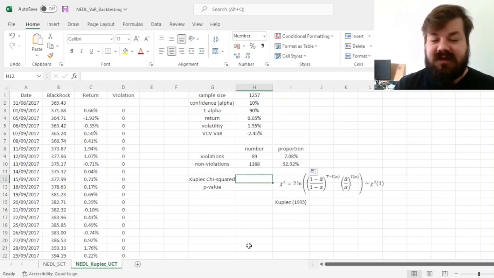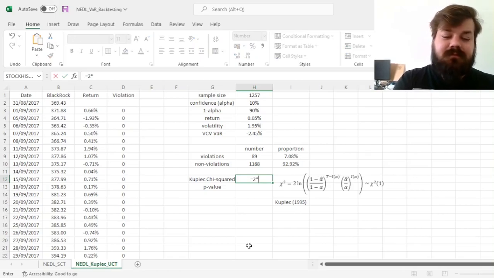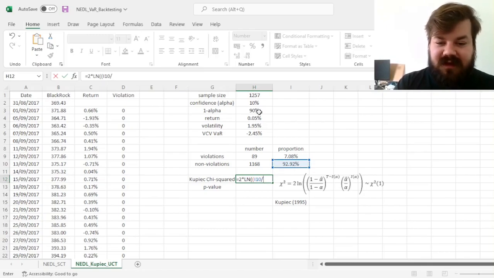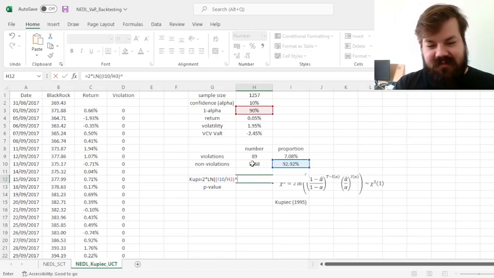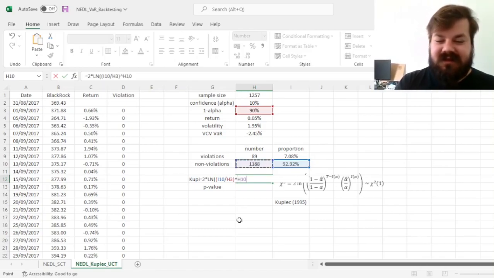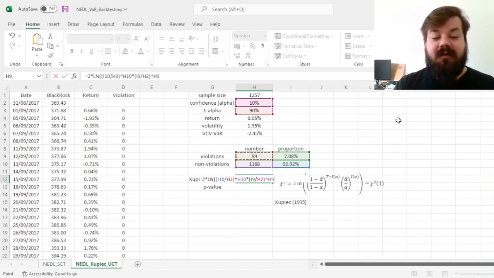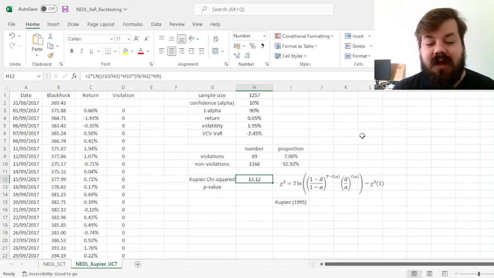a significant chi-squared statistic. So inputting the formula: 2 times the natural logarithm of our empirical probability of non-violation over the theoretical probability of non-violation. That needs to be raised to the power of the frequency of non-violations, which is 1168, times the ratio between the empirical proportion of violations over the theoretical probability of violations. So 7% over 10%. And then we raise it to the power of the number of violations. Then we close the brackets, and that results in a chi-squared statistic of 13.12.